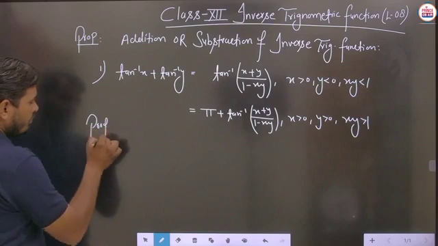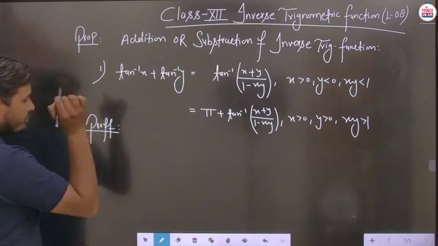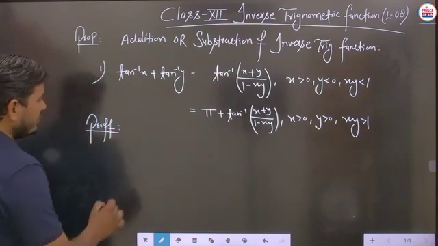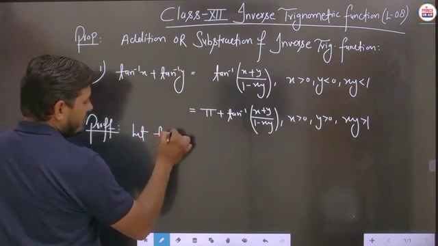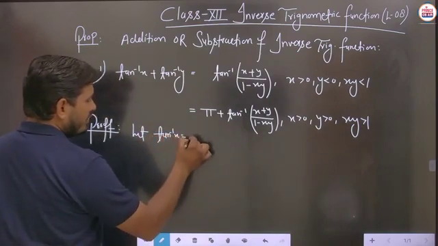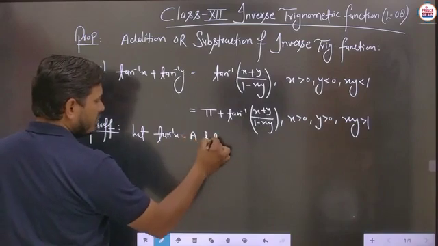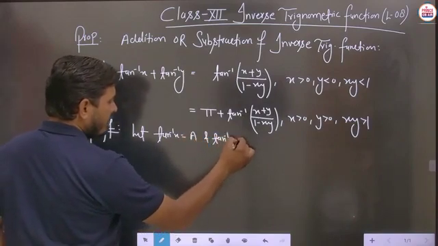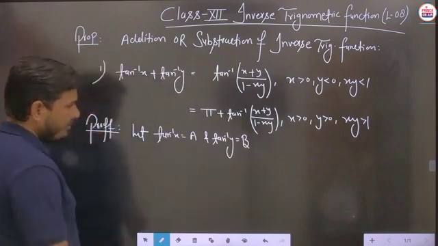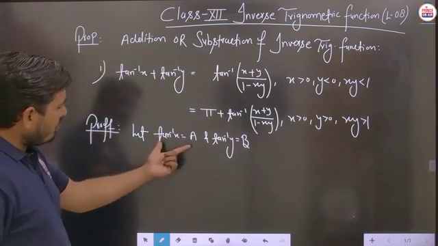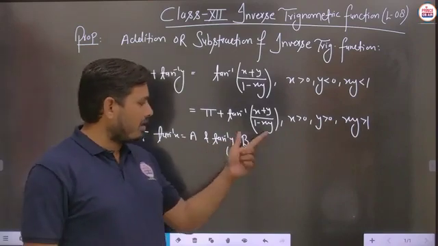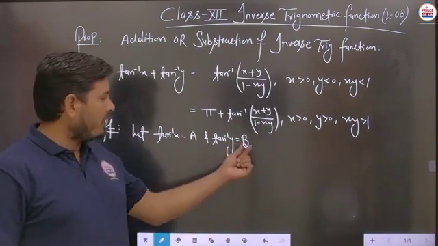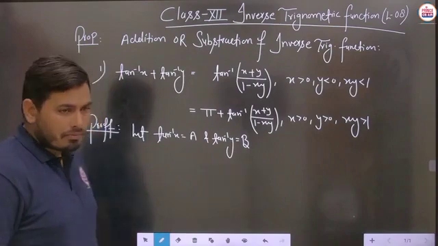So how will these properties come about? In this case, let tan inverse of x be a, and suppose tan inverse of y is taken as b. Is it clear? Then tan inverse of x, suppose any angle a, we have to just assume here, and tan inverse of y will be taken as b here.